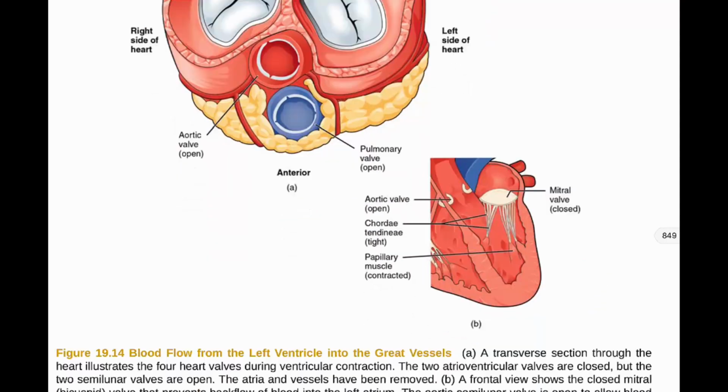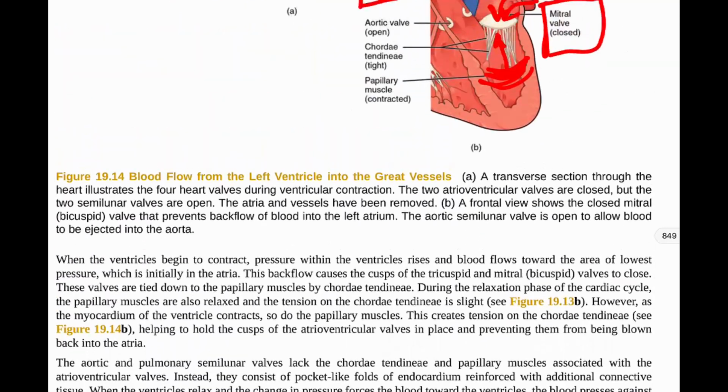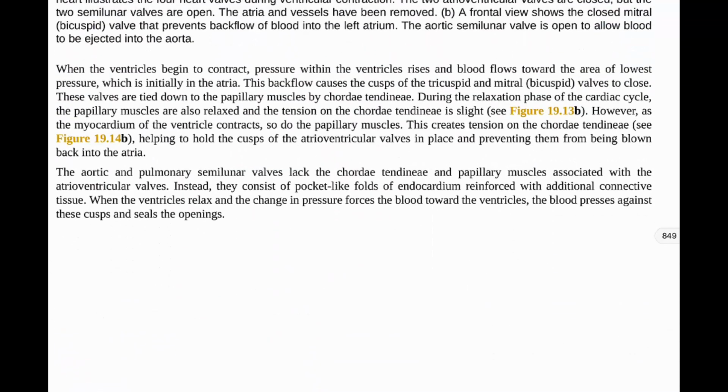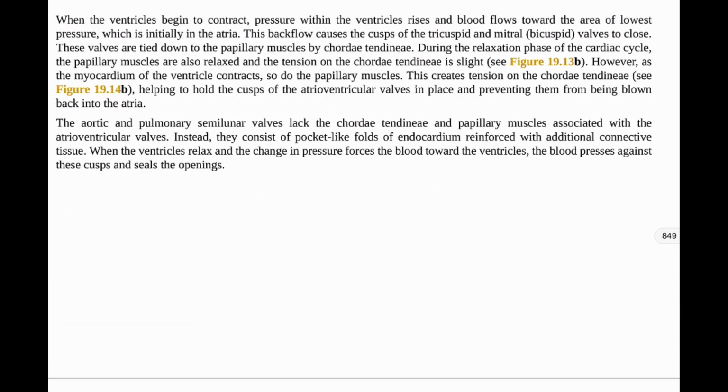All right, so that is kind of exactly what I was describing here. So when the ventricles begin to contract, the pressure within the ventricles rises and blood flows toward the area of lowest pressure, which is initially in the atria, and then this backflow causes the cusps of the tricuspid and the bicuspid valves to close. So as that's being pushed up, it closes those valves. They're tied down to the papillary muscles by the chordae tendineae.